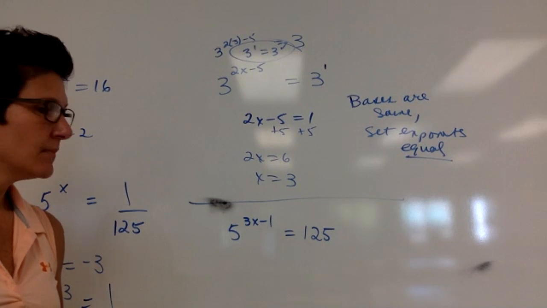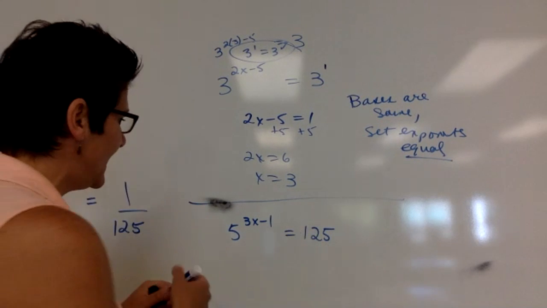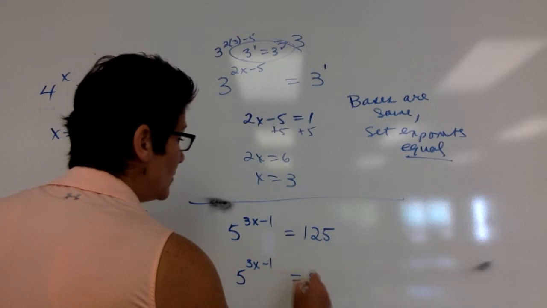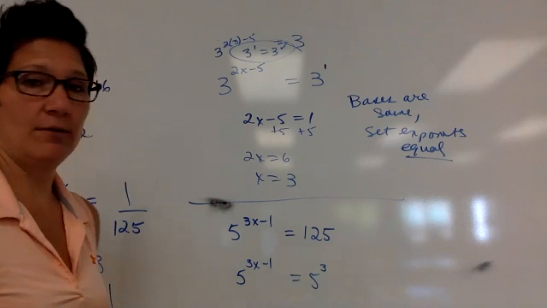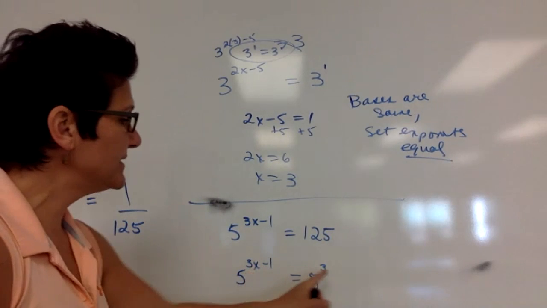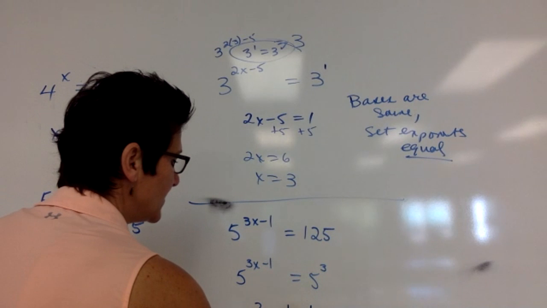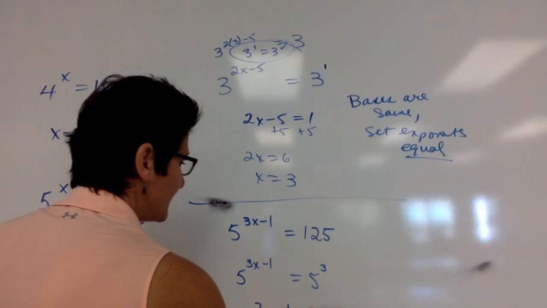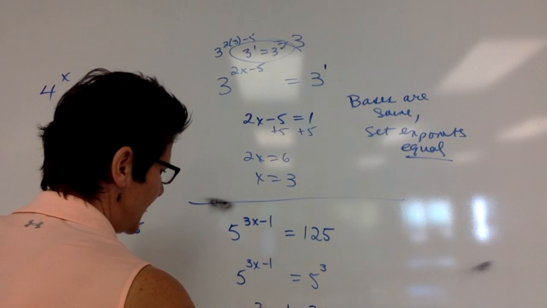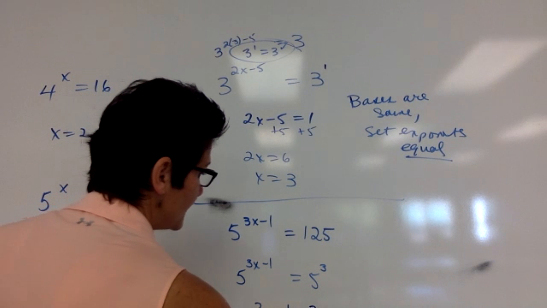You can write 125 as 5 to the 3rd. Now that you have the same bases, you can set your exponents equal to each other. So you have 3x minus 1 is equal to 3. Add 1 to both sides, that's 4, so you get 3x is equal to 4. So x is going to be equal to 4 thirds.